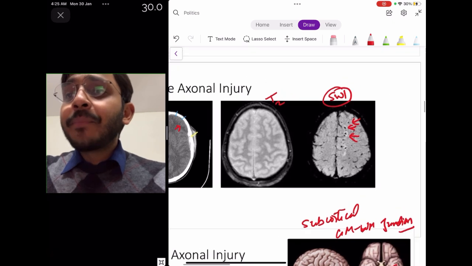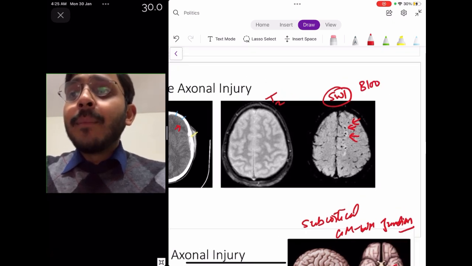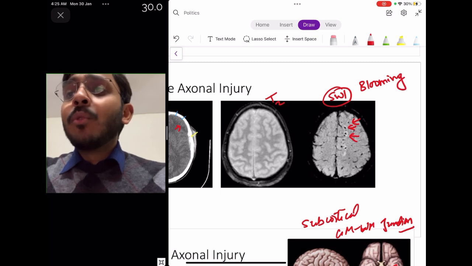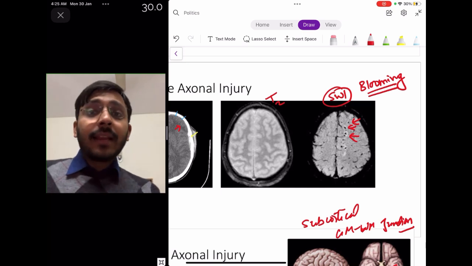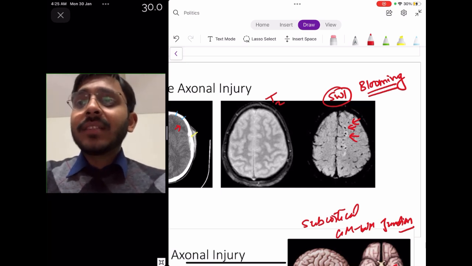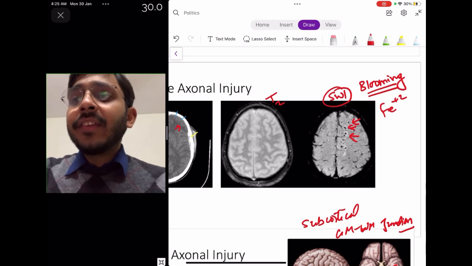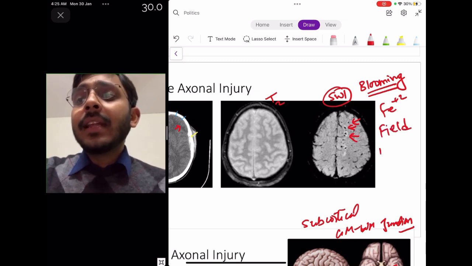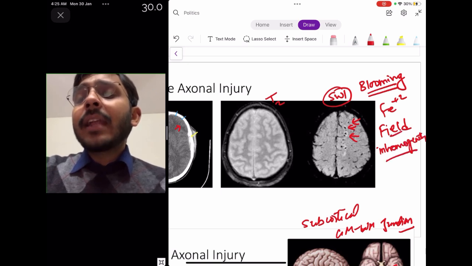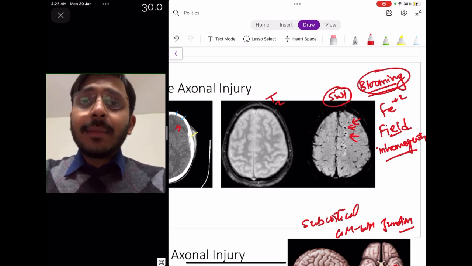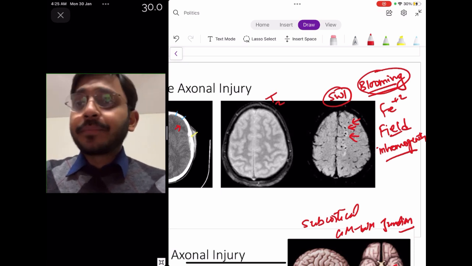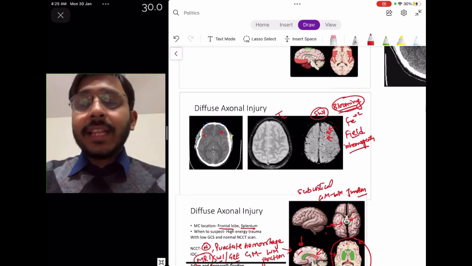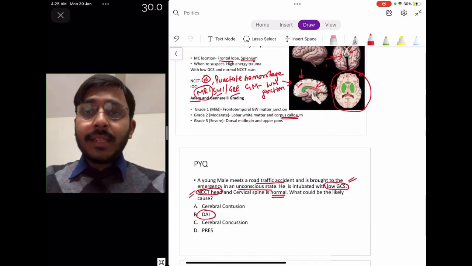So what do you see? What is it called? It is known as blooming. So what does acute blood do? Acute blood has hemosiderin within it, and hemosiderin has iron within it. So what does iron do? Iron causes a field inhomogeneity within the magnetic field, and that causes blooming. And so on SWI, acute bleed and hemorrhages in general appear as blooming foci. And hence MRI is the investigation of choice for diffuse axonal injuries.